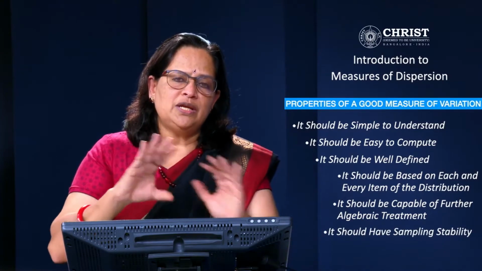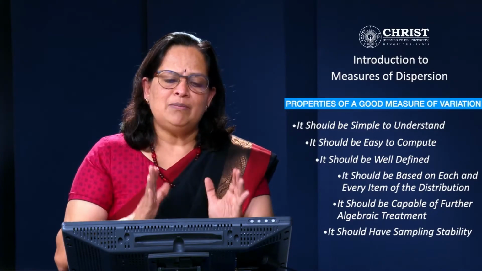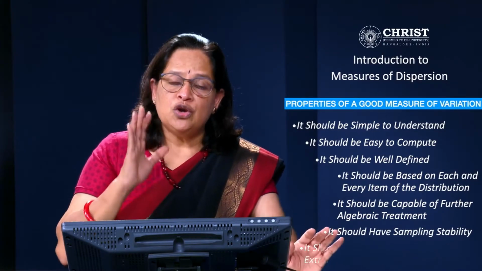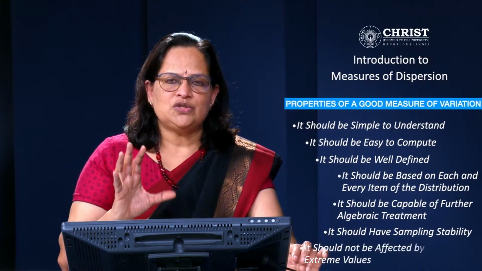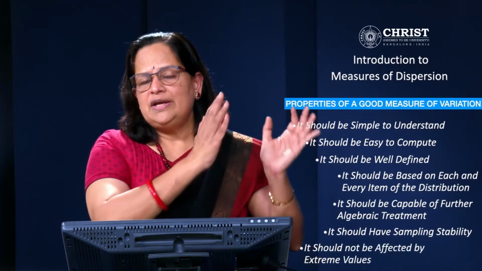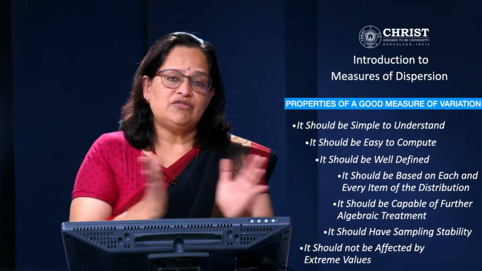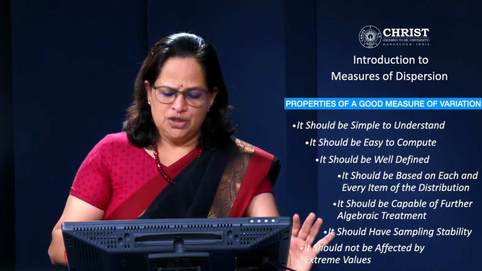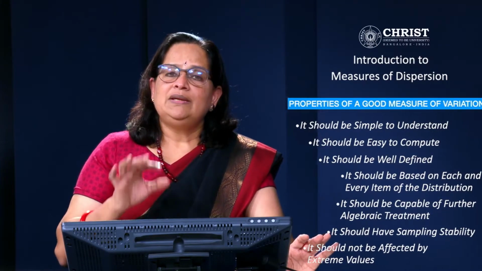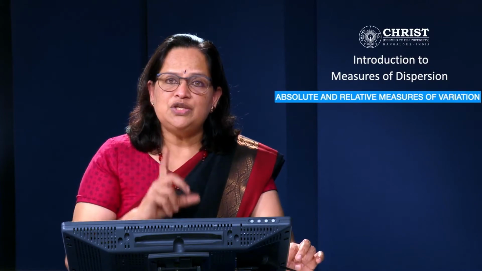It's very important. The value should not be affected by sampling fluctuations, and it should not be affected by extreme values. So that is also very important. If one value, the opening value or the closing value, is totally different from the other values, computation should not get affected.